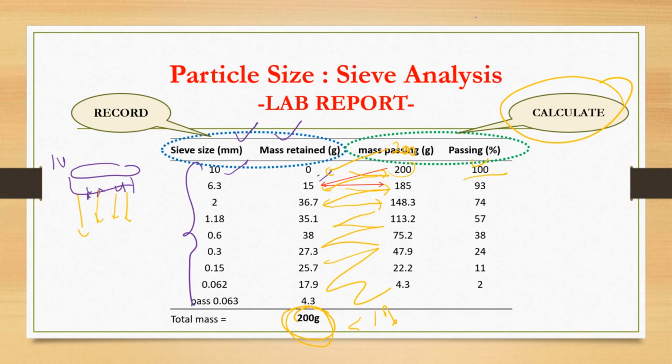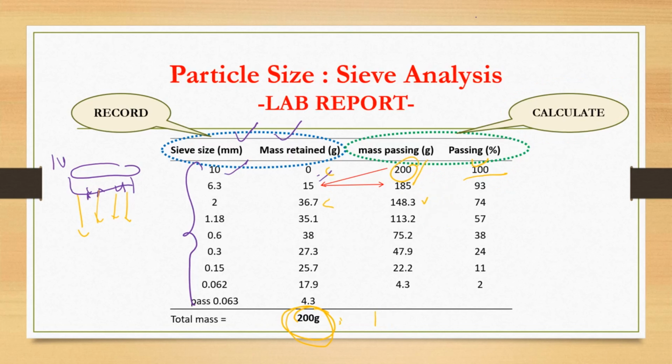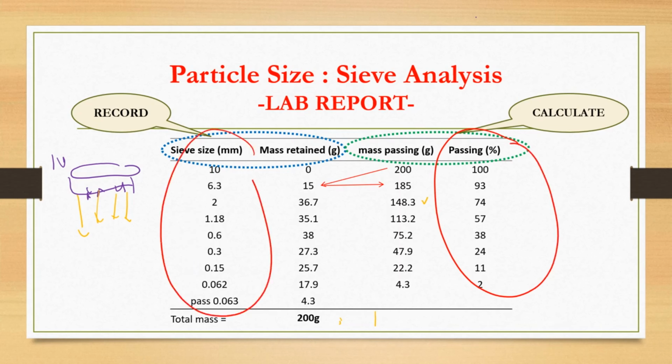So how do we calculate the percentage passing? You take the mass passing here, divide by the total of 200, times 100. Here 200 divided by 200 times 100 gives 100. For 185, 185 divided by 200 times 100 gives 93, followed by the rest. Once you have calculated everything, the data you need for further analysis is only the percentage passing and the sieve size.